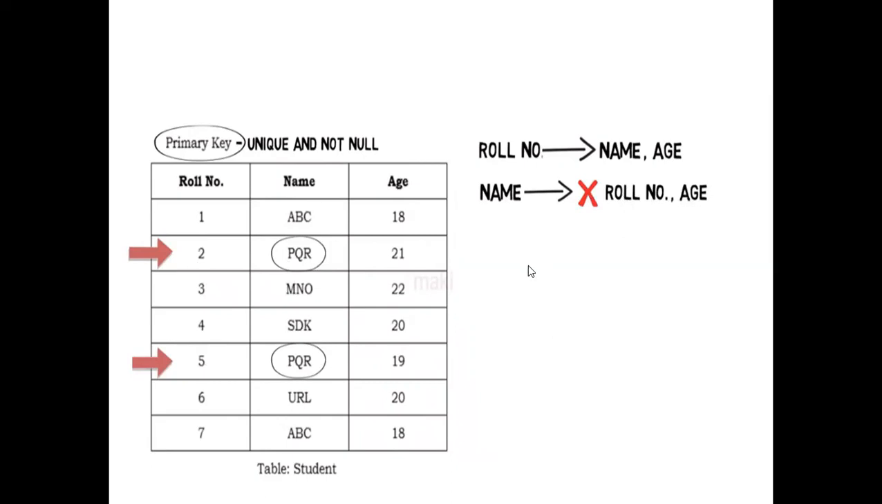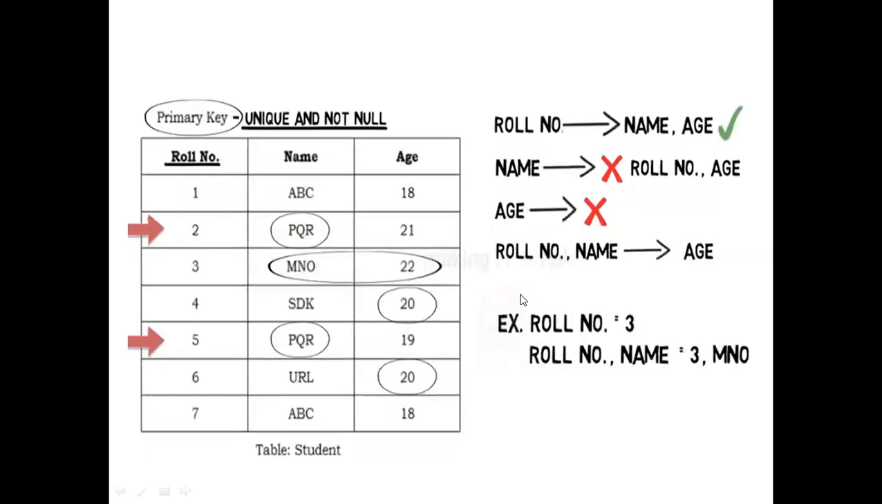Next, can the age be a super key? No, the same case with age. There may be redundancy in the age column. There may be repetition. So we cannot uniquely identify the remaining attributes, that is name and roll number, from the age. Now from the definition, we say that it is not only a single attribute, but a set of attributes that can be accepted as a super key. So now let's consider another combination over here, that is roll number and date.